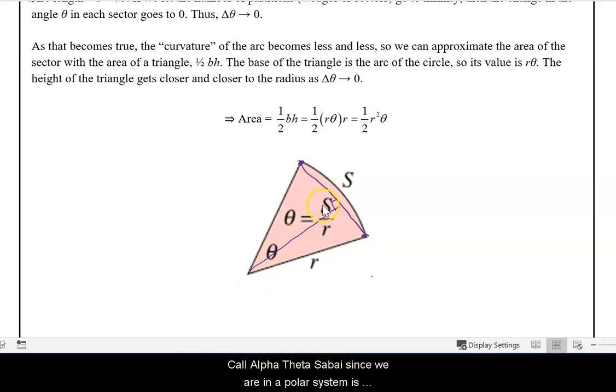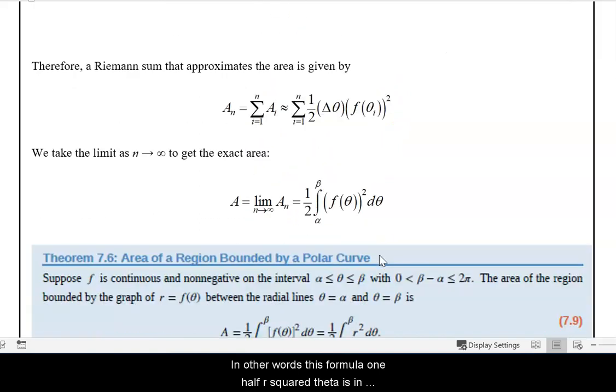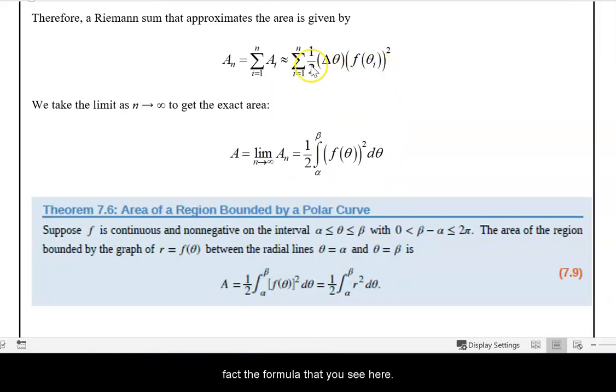Well, f of theta sub i, since we are in a polar system, is r, because in a polar system, the dependent variable is the radius r, which depends upon theta. In other words, this formula, 1/2 r squared theta, is in fact the formula that you see here. Delta theta is theta, the measure of the angle inside the sector, and f of theta sub i is the measure of the radius in the ith wedge, and of course it's squared.